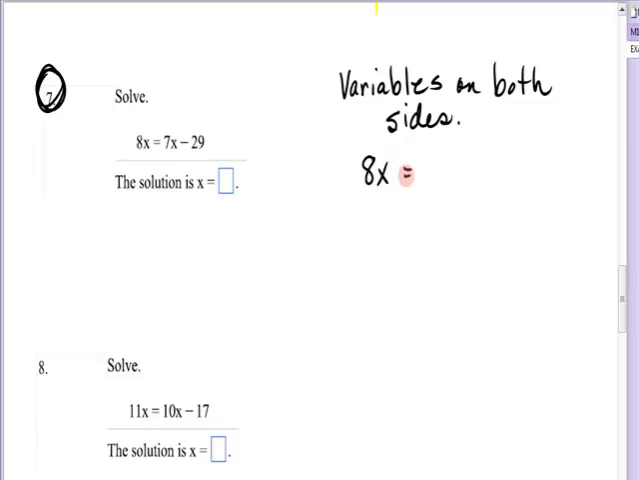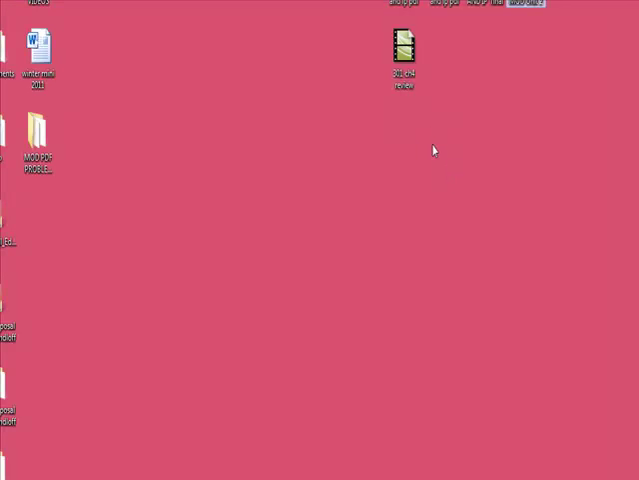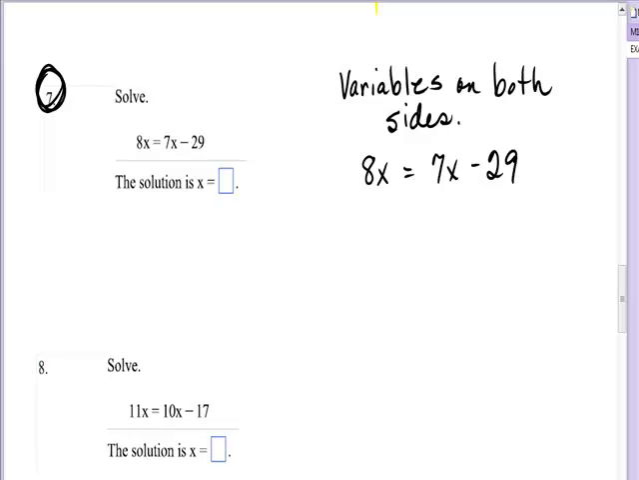We have 8x is equal to 7x minus 29. All right, you have x's over here and x's over here. I want them all on one side. Now, you can get rid of either one. It's your choice. I typically recommend that you get rid of the smaller one. That's not a rule, it's just a suggestion. And when I say get rid of, if it is positive 7x and you want it to go away, then wouldn't you subtract 7x?